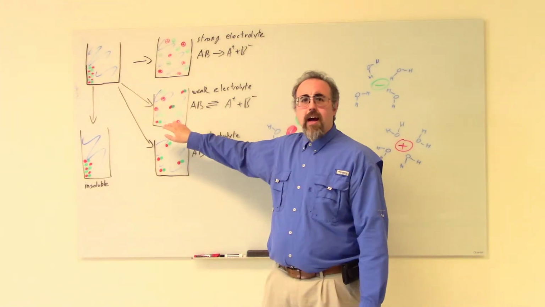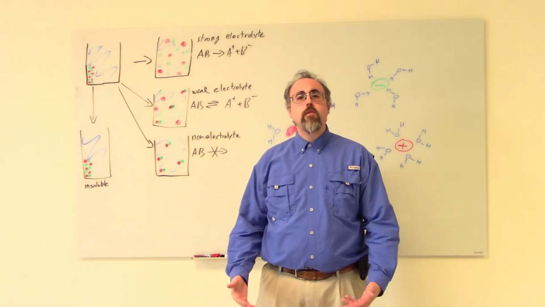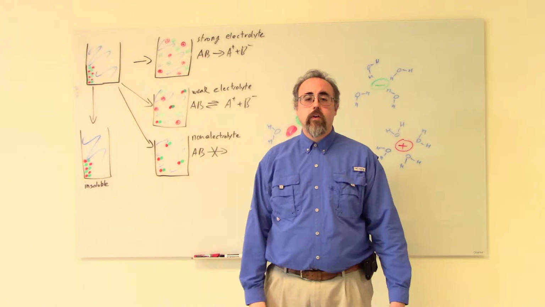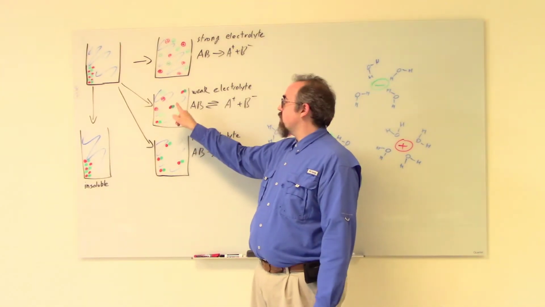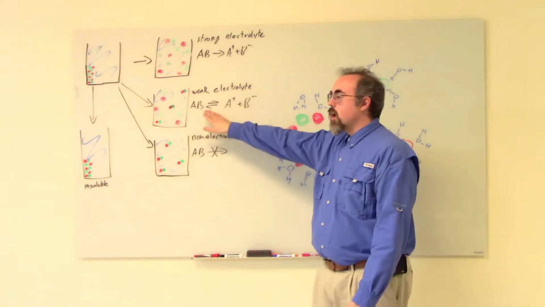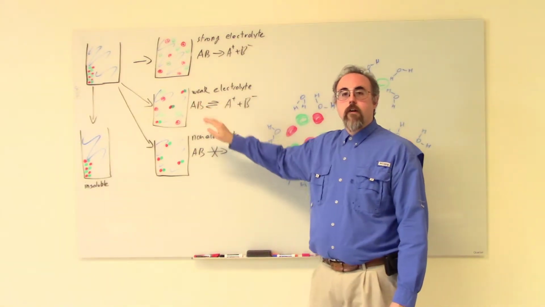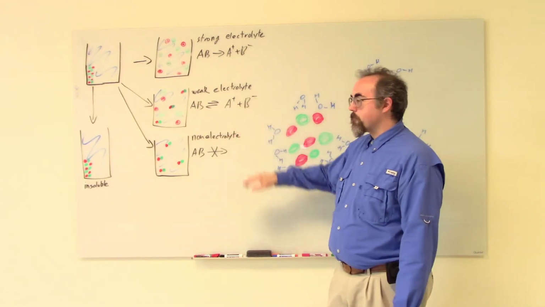So you can have ionic compounds that will do this too, but normally we think of molecular compounds. Most of your organic acids are going to be in this category, where they will sometimes break up, sometimes not, and they will interchange back and forth. We will have an equilibrium between both the uncharged together form and the dissociated form.